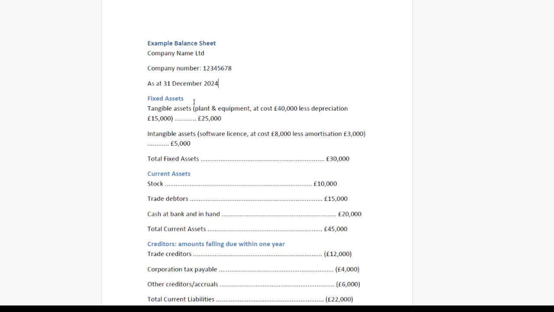It's not the same as a profit and loss. A profit and loss will cover a period of time. And so if you're doing annual accounts, it will cover a 12-month window. Your balance sheet is purely a snapshot at a point in time. And in this case, it's shown as the 31st December 2024.